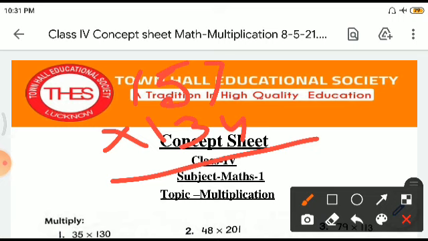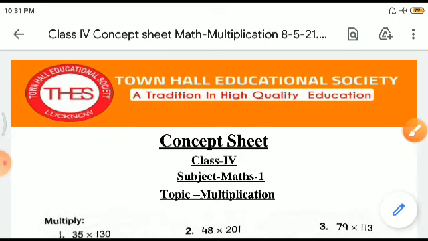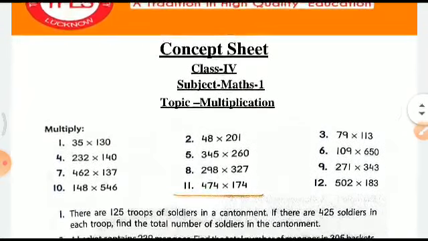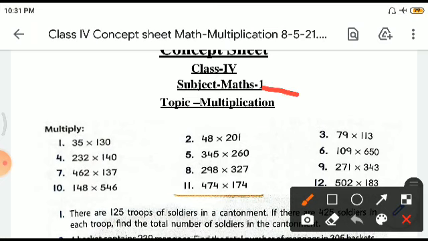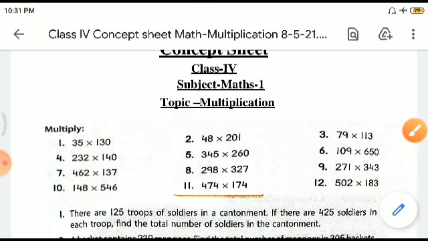So this is multiplication. You have been taught 3 digit, 2 digit, 4 digit multiplication, and let us see in this concept sheet what kinds of problems are there. So let us begin this concept sheet of the chapter multiplication. Now first is 35 into 130.